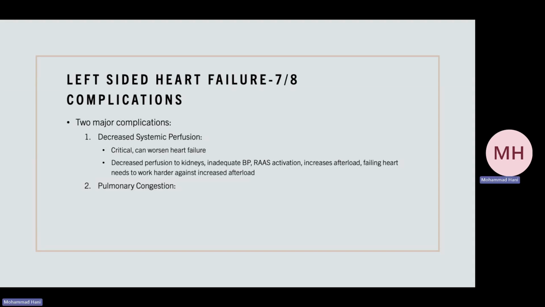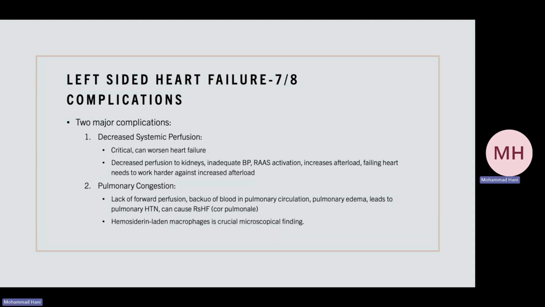Next, we have pulmonary congestion. As the blood is not able to get pumped into the systemic circulation, the blood is going to pool up in the circulation behind it, leading to pulmonary congestion. So you have pooling of blood into the pulmonary circulation. This can lead to pulmonary edema. Pulmonary edema can lead to pulmonary hypertension, and pulmonary hypertension causes right-sided heart failure, and this is called cor pulmonale. And the major important microscopic finding over here is hemosiderin-laden macrophages. They're also called heart failure cells.